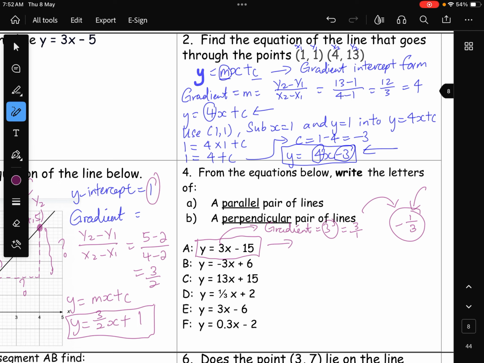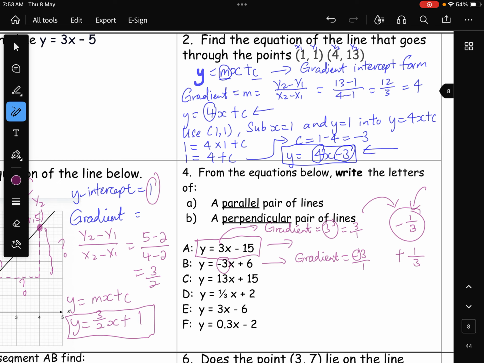Okay? Similarly, I will show you if you have -3 as the gradient. Now -3 can be written as -3/1. But for the perpendicular line, again, you will swap the fraction, which means you do the reciprocal. It becomes 1/3, because if this is negative, this has to be a positive gradient as well.